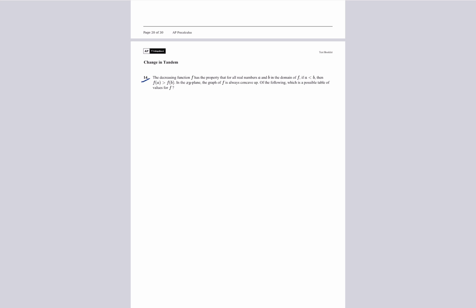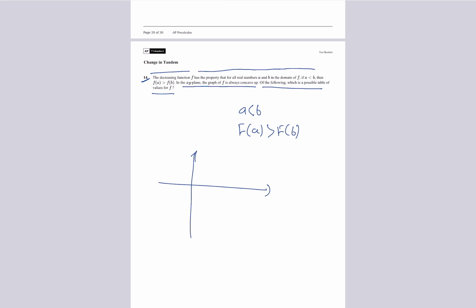This is part 2. The decreasing function f has a property that for all real numbers a and b in the domain of f, if a is less than b, then f of a is greater than f of b, and in the xy plane, the graph of f is always concave up. Which of the following is a possible table of values for f? Now first let's understand the function.